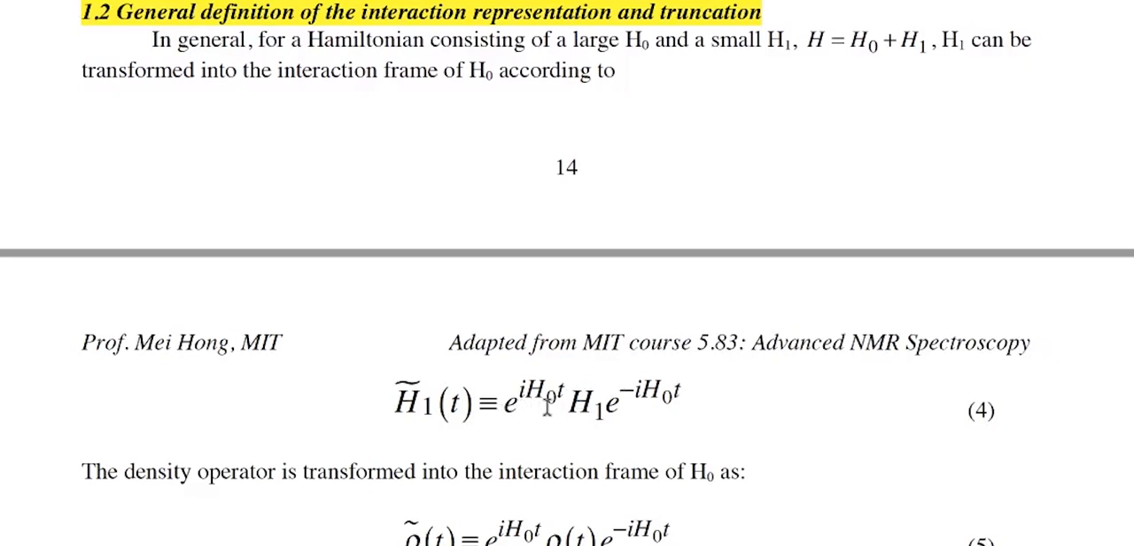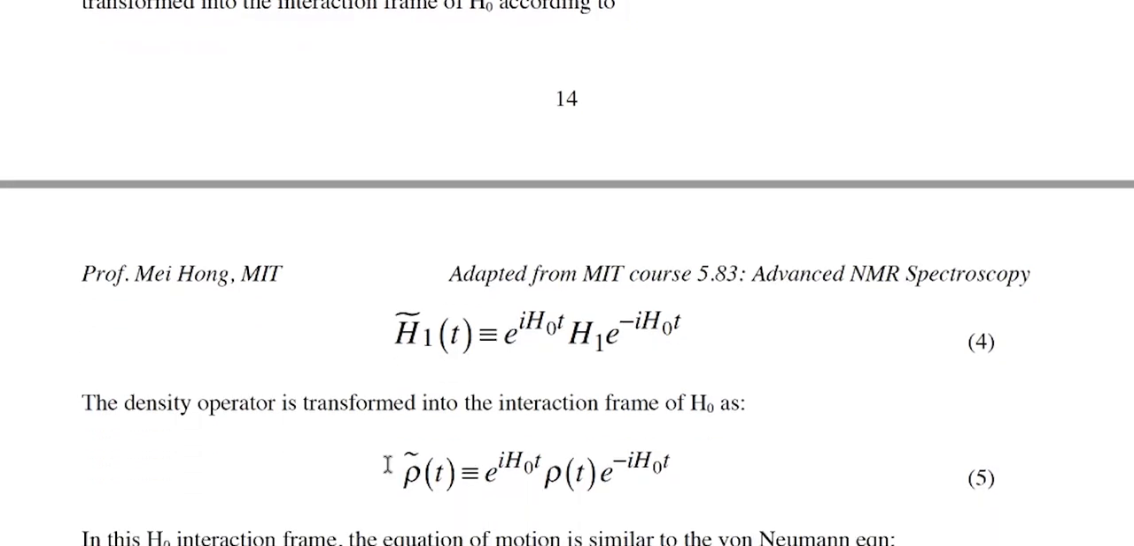Okay, so e to the iH0t, e to the minus iH0t. Now that gives me a new H1 in the interaction frame, and I will represent the interaction frame quantities with a tilde at the top. So that's my notation. And I'm going to do the same transformation for the spin state, the density operator. I have rho of t in the laboratory frame, and I'm going to dress it by these exponential operators with these signs, e to the iH0t, e to the minus iH0t. That creates the density operator in the interaction frame, rho tilde.